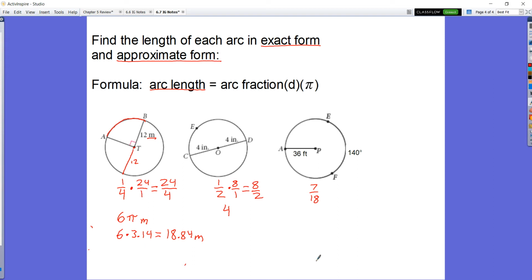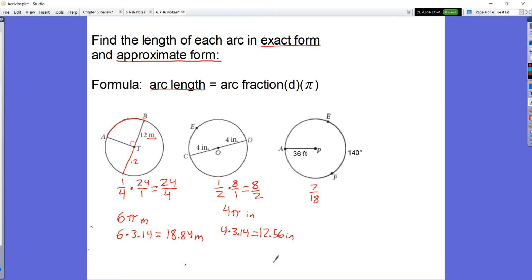Now we've got our 2 forms to put it in. We take that 4 and multiply it by pi. Exact form would look like this: 4 times pi, and this is in inches, so we'd put down inches. If we want the actual number, the approximate form, 4 times 3.14. We multiply that out and we get 12.56 inches. So there's our second one.